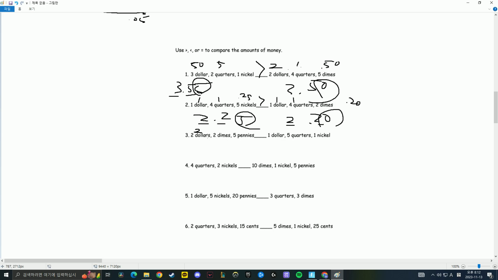$2 is $2. 2 dimes is 20 cents, and 5 pennies is 5 cents. $1, 5 quarters, which is $1.25, because we know 4 quarters is $1, and plus 1 quarter, which is 25. So 100 plus 25 is 125. 1 nickel is 5. That'd be 2.30, and 2.25, and 3 is greater than 2. You guys could try the rest of the problems.